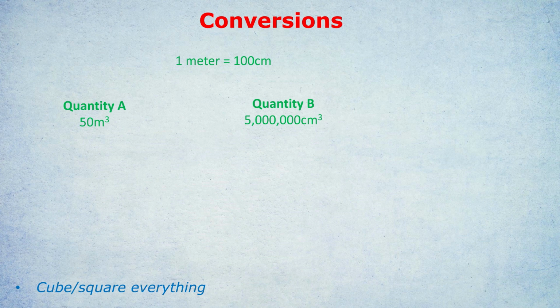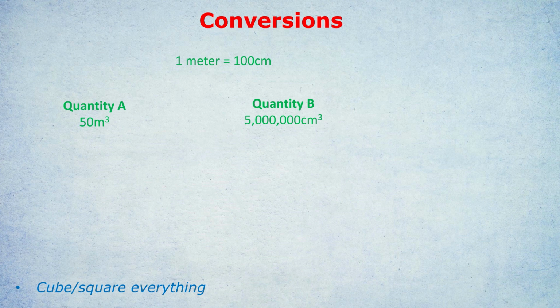What would be the mistake here? Kind of following on from last question. The mistake would be to think, well, if the conversion rate for a length is 1 to 100, the conversion rate for volume or area is 1 to 100. So let's just times by 100, giving us the result of 5,000 cubic centimeters for quantity A, and therefore quantity B is bigger. Now, you probably thought that is too good to be true, and it is.